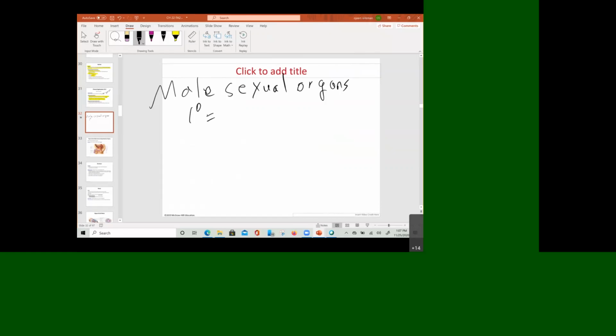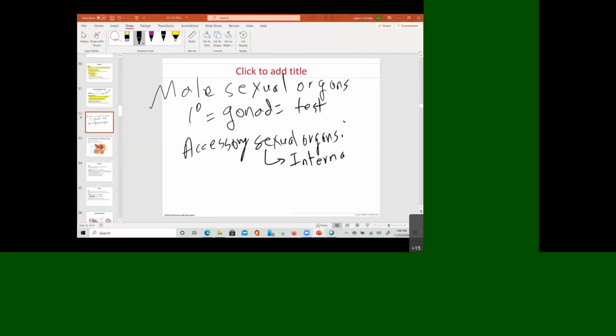Which is the gonad, which is the testes, and accessory sexual organs. Accessory sexual organs basically consist of internal sexual organs and external sexual organs. Okay? This part right here, I talked about it in the recorded lecture that's going to be posted.